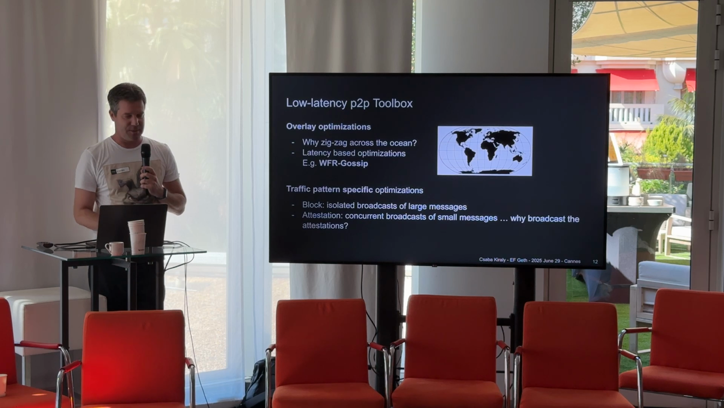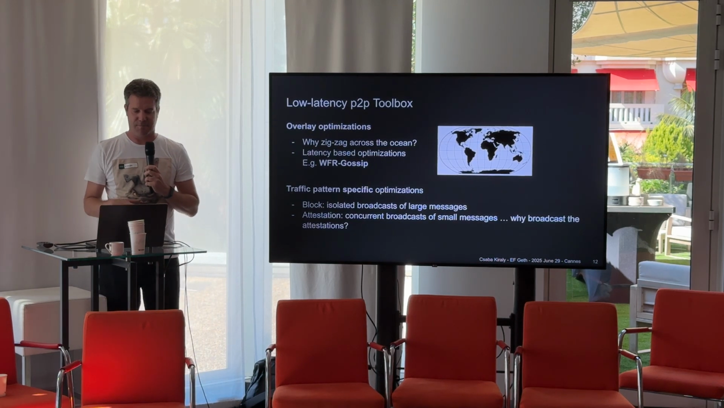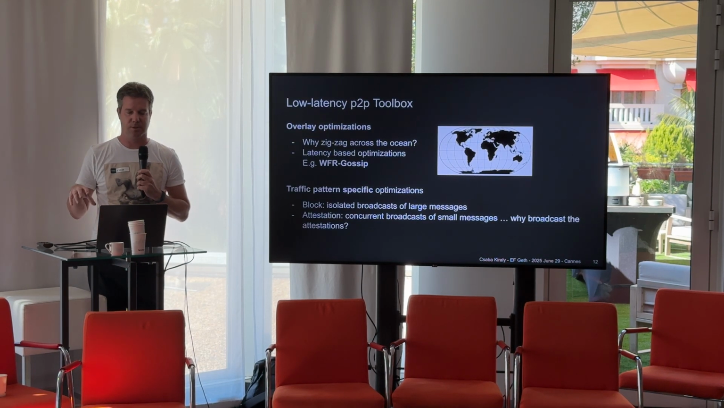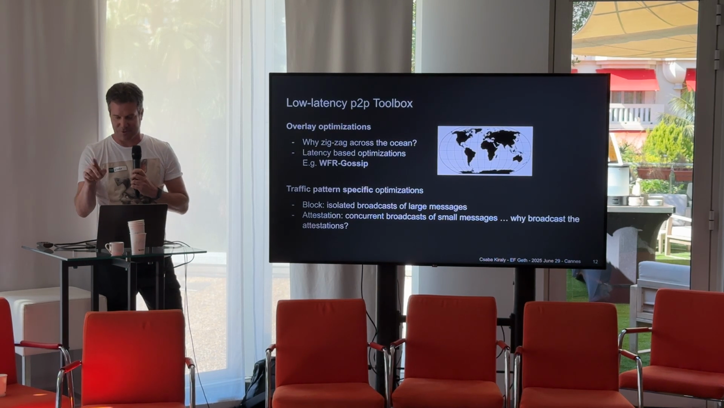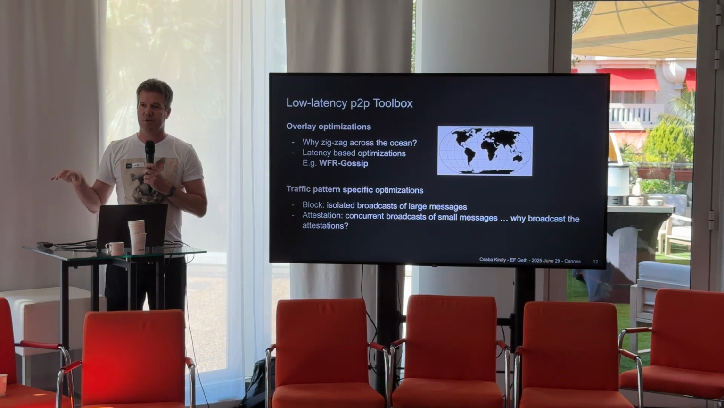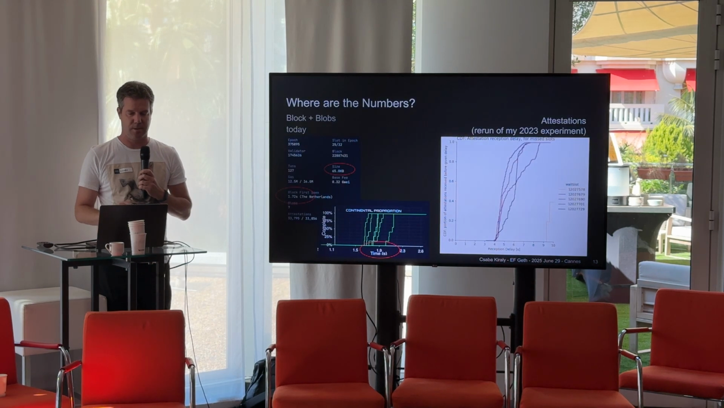Number 6, I should have put the numbers, is traffic pattern specific optimizations. So we are using GossipSub now as a generic tool, which is good for everything, and it's not. So we have different use cases. When you are sending the block, these are isolated broadcasts of large messages. When you are sending attestations, this is concurrent broadcast of small messages. And there is also a question why are we even broadcasting those, which was also raised by others. And I could continue the list. So for each kind of use case, you can tune the protocol and get better numbers.